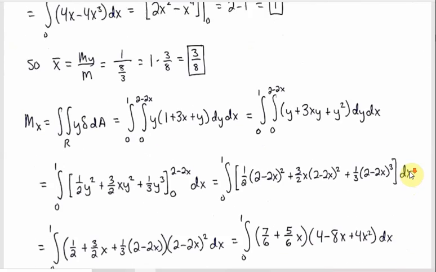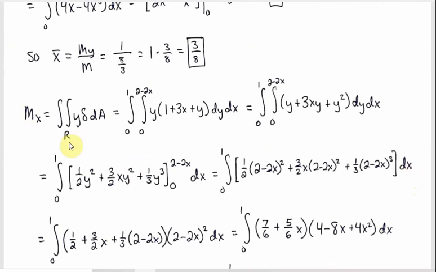Then you have to get m sub x for that. So m sub x, it's going to be the double integral of y times delta. So there's y times delta. You distribute the y through. You integrate that one. And notice, again, same limits of integration, right? Still 0 to 2 minus 2x for y, and then 0 to 1 for x. So then you end up here when we integrate with respect to y, double evaluate that.